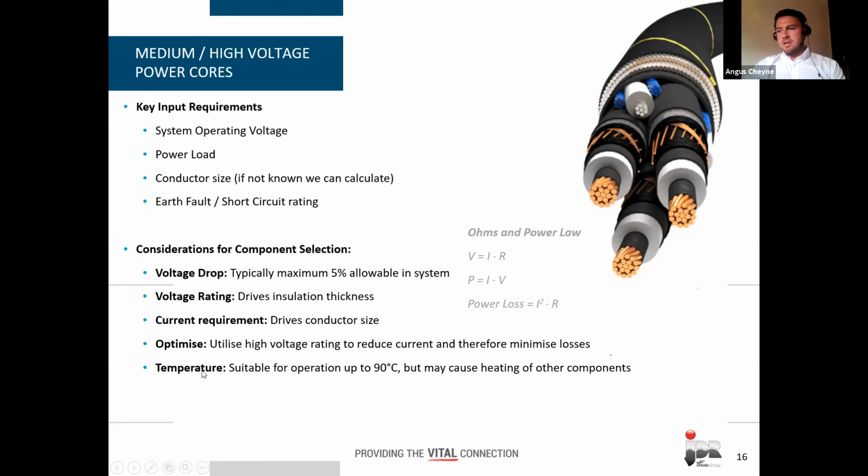And finally in this slide, in terms of the temperature, the cores are suitable for operation at up to 90 degrees Celsius, but the main consideration there is that when they're operating, carrying this sort of load, they may cause heating of other components, which is generally the limitation, where your hose may be suitable for 60 degrees Celsius. So you would have to limit the performance of the power core.